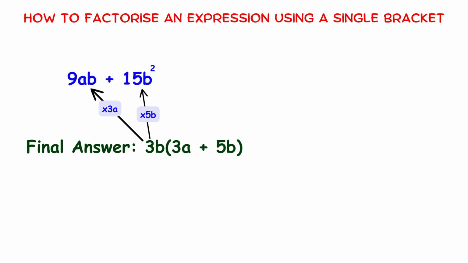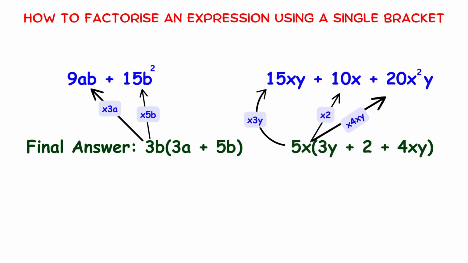For a last example, let's try this one where we've got 3 terms instead of 2. The technique we use is exactly the same, so the first thing you need to do is find the highest common factor of all the numbers, so of 15, 10, and 20, which is 5. Next, we can move on to the x's, and the highest number of x's that they all have in common is just a single x, so we add that to our 5. Lastly, we can look at the y's, but because the 10x term doesn't have any y's, there can't be any y's in our common factor, so the common factor is just 5x. And we put that outside a set of empty brackets.